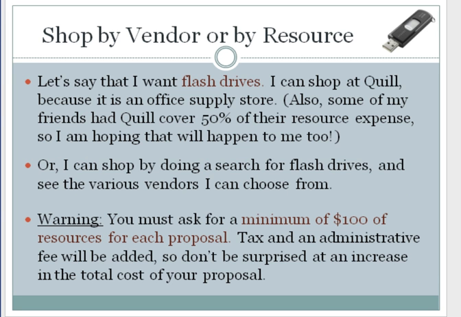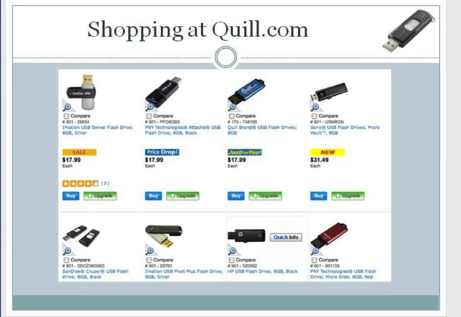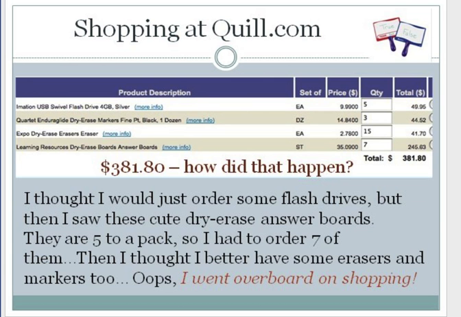I wanted to get some flash drives, so I knew that Quill would be my source, but I could have just typed in Quill flash drives, and all the vendors that have flash drives would show up. But here I am. Here's a little screenshot of me shopping at Quill on the DonorsChoose e-store. And look at the selection I could choose. It's just like shopping online. And I got the cheap one so I could get a whole bunch of flash drives because my students tend to lose them. And I spent $380. I thought I'd spend $100 because that's the minimum. You have to spend at least $100.